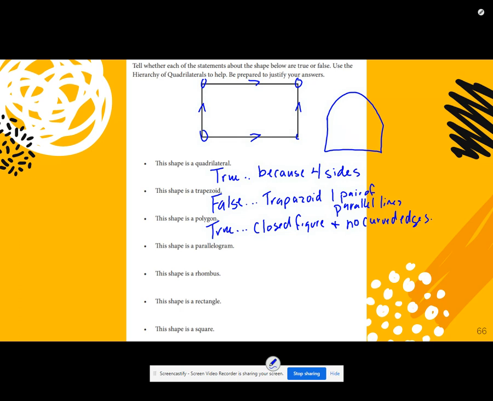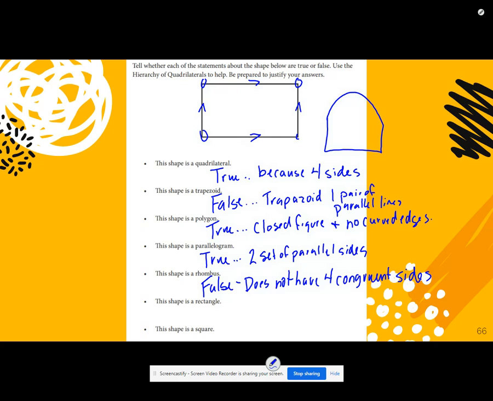All right, now is this shape a parallelogram? Pause the video. True, it is a parallelogram. How do you know? Because it has 2 sets of parallel sides. Is this shape a rhombus? Pause the video. False. It does not have 4 congruent sides.